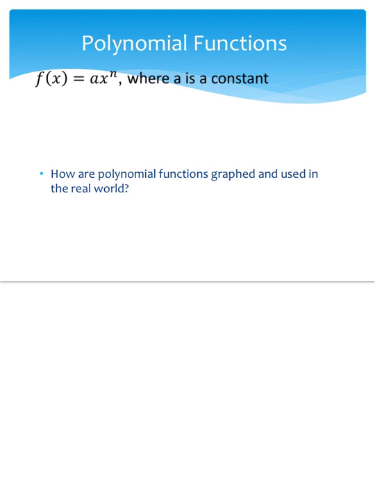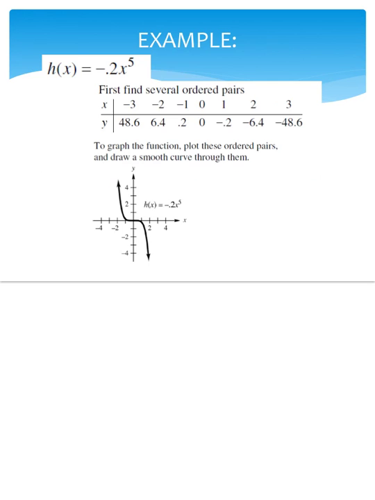Polynomial functions have the form f of x is equal to a times x to the n, where a is a constant. Let's look at how we graph these. The only way that I'm going to expect you to graph a polynomial function is using an xy table. So you're going to pick some values for x, plug them in, and determine the values of y that go with them.